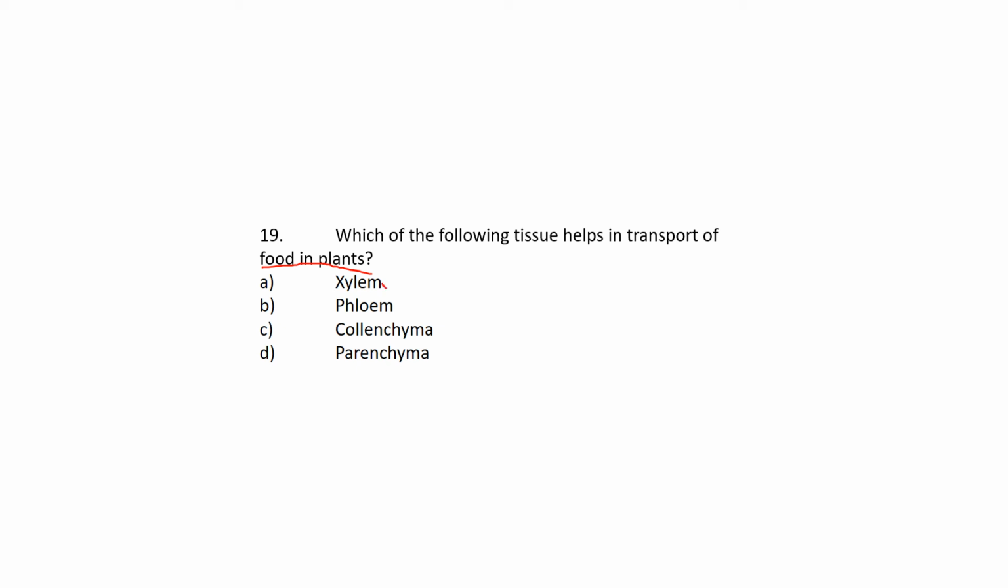First is xylem. Just now we saw that xylem transports water. Collenchyma, no, it will not answer. Parenchyma, it stores the food, so it is not the answer to our question. So the remaining one is phloem. So phloem is the correct answer to our question, that phloem transports food in plants. Now let's see about xylem and phloem in detail.